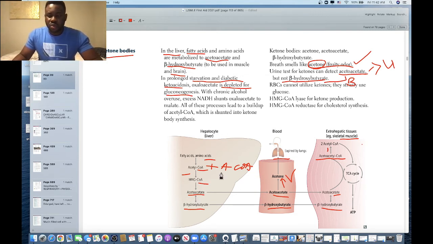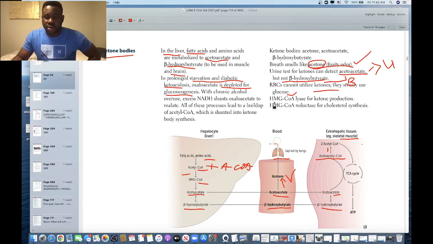Right now, remember that all these things will be occurring in the mitochondria. So when we have the ketone bodies, they cannot be used by RBCs because the RBCs do not have mitochondria. So RBCs cannot use ketones. They strictly use glucose because they don't have mitochondria. That is why RBCs don't do all these things that we are talking about here.